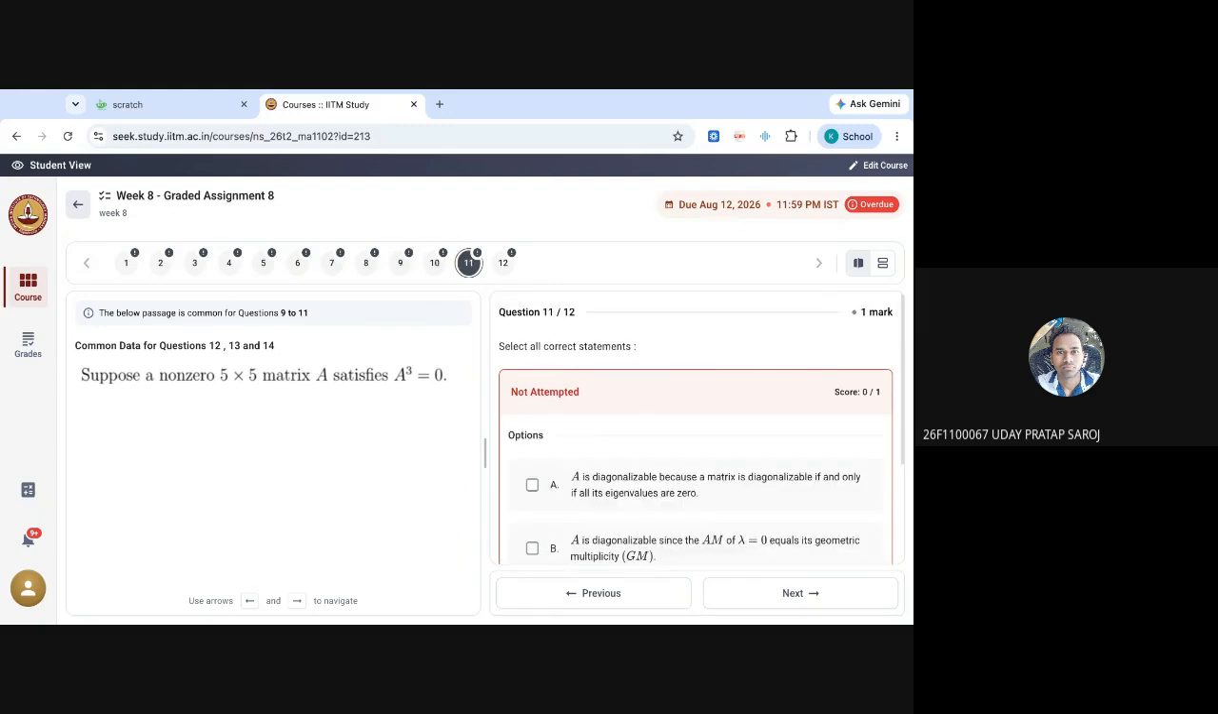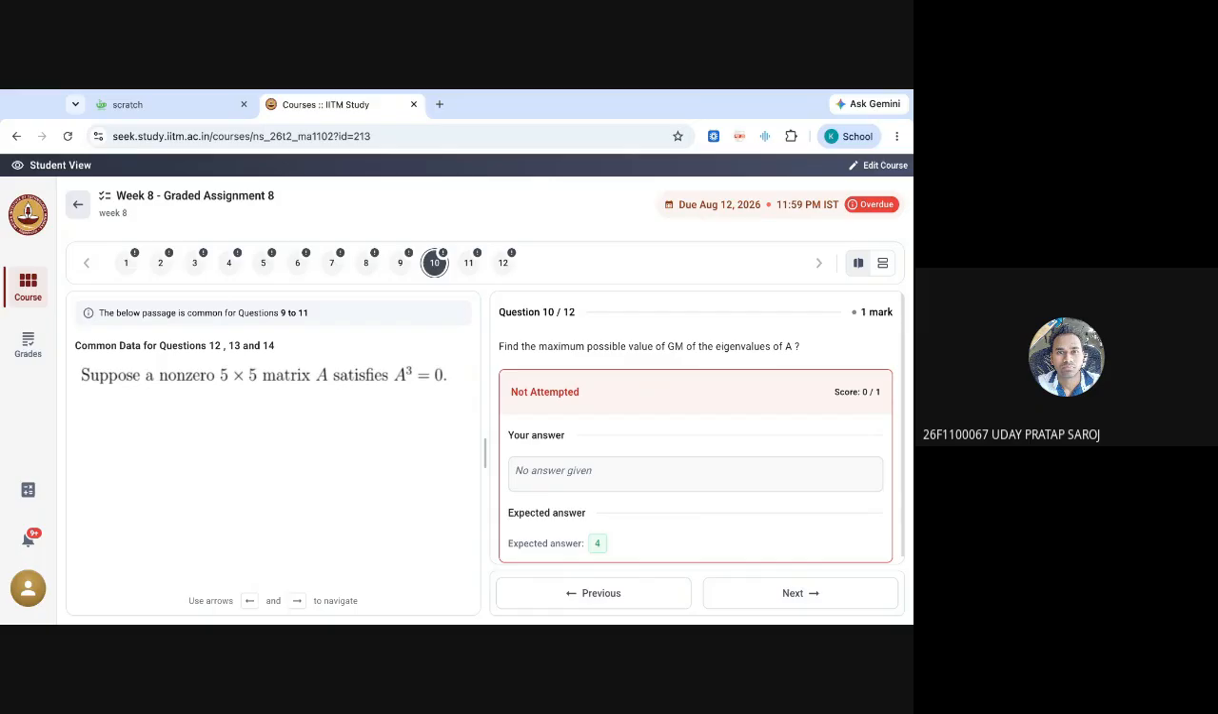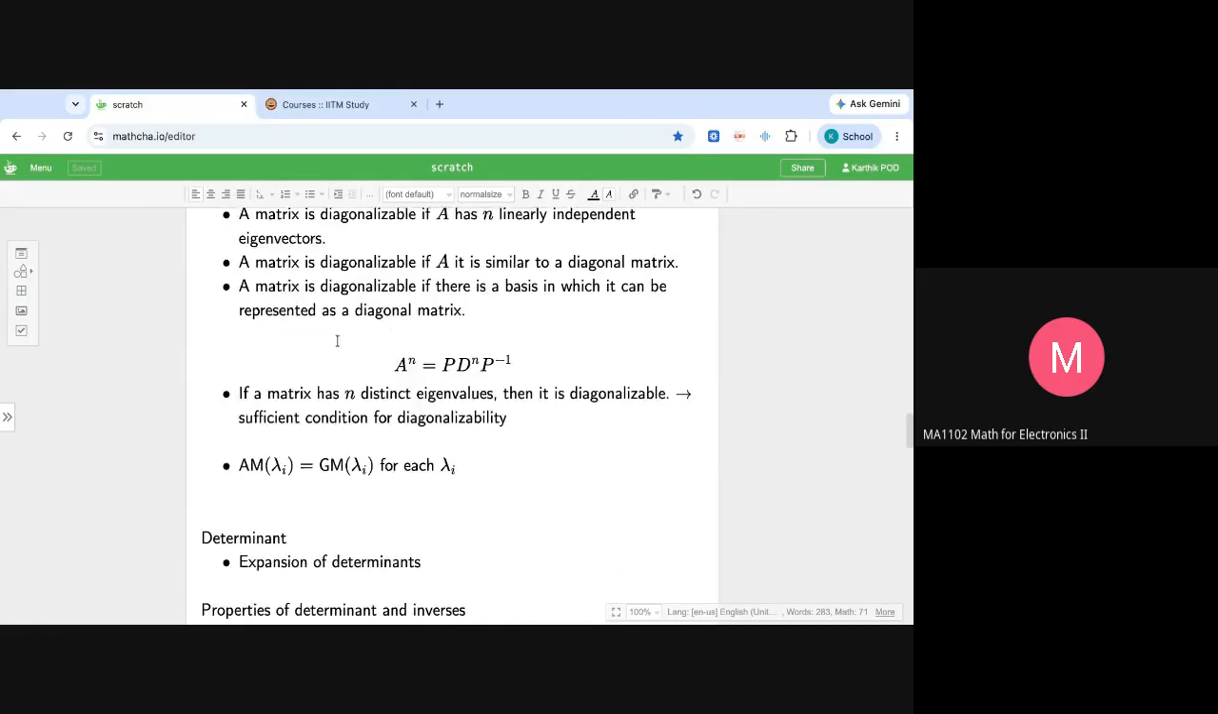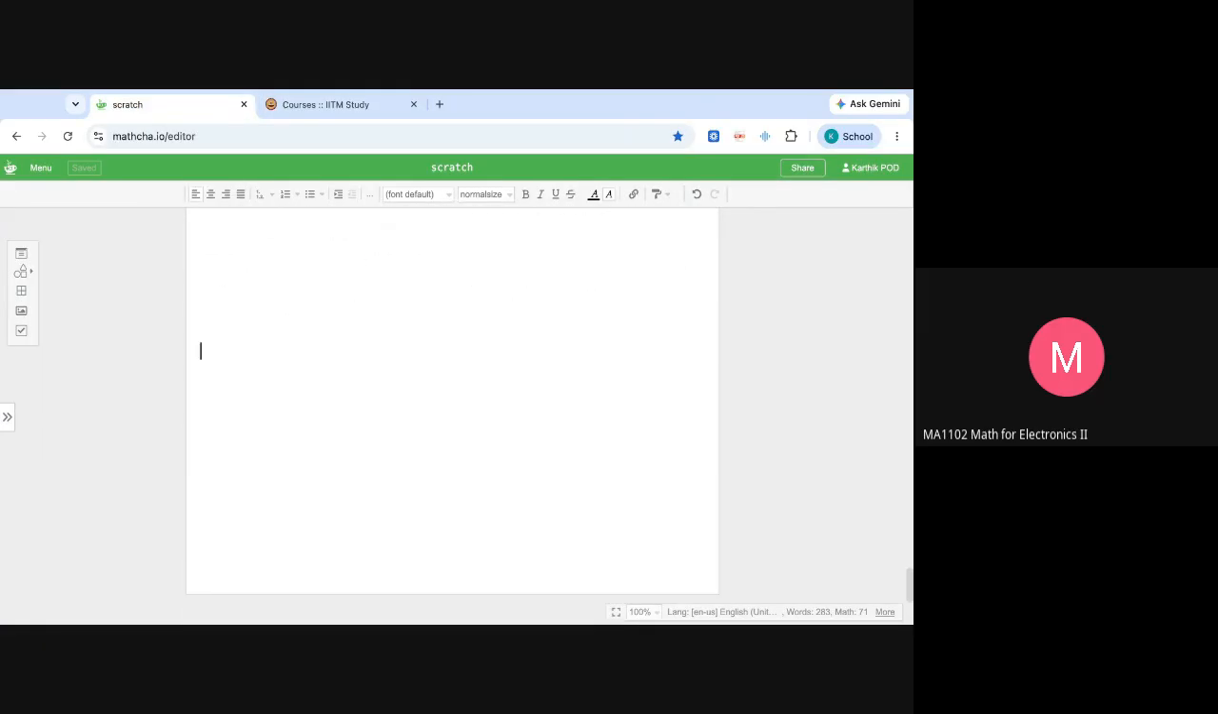And then question number 10, I think I got this one wrong. Let's try this. So A cube is zero, right? A cube is zero. Then what are the eigenvalues of A?